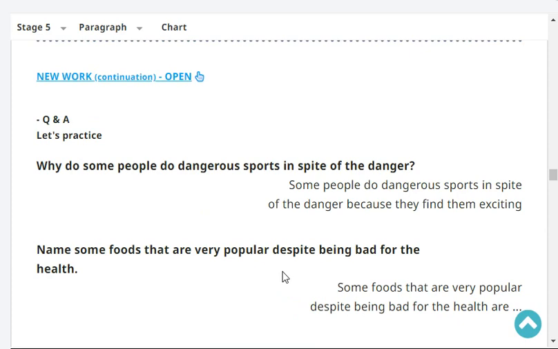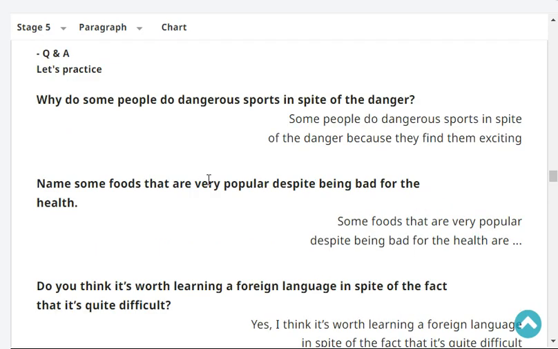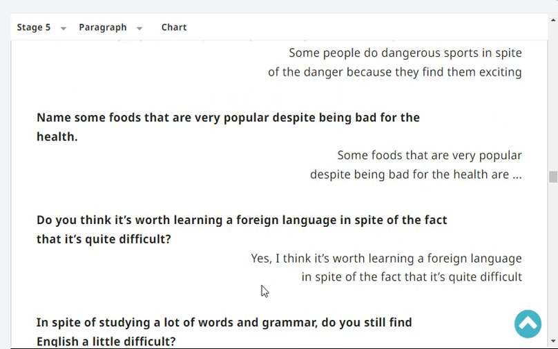Some people do dangerous sports in spite of the danger because they find it exciting. Exciting. Very good. Name some foods that are very popular despite being bad for the health.